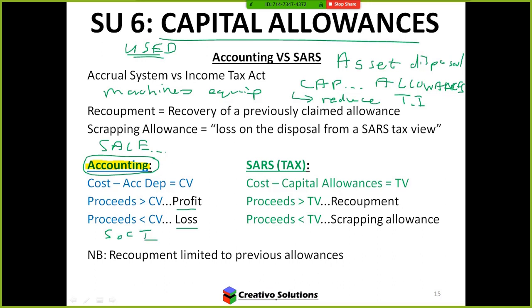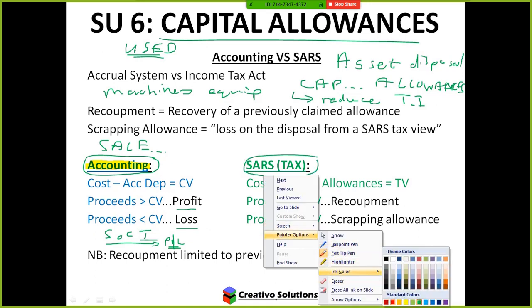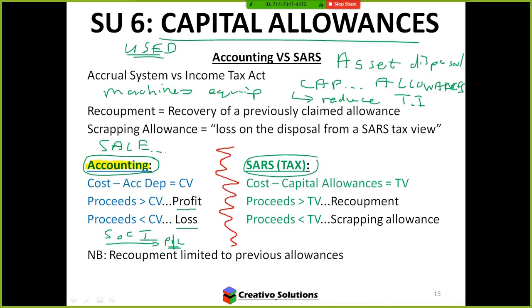Okay, it'll be a profit on sale or a loss on sale, and it's part of operations. And that obviously affects the profit or the loss for the year. Do you agree? Yes. Okay, the same thing applies in SARS, in tax. So that's why I've tried to show this distinction. Keep it separate. What's accounting is accounting. What is tax is tax.